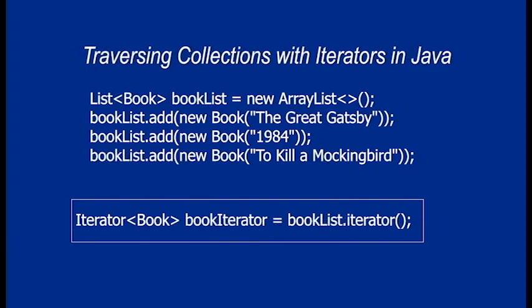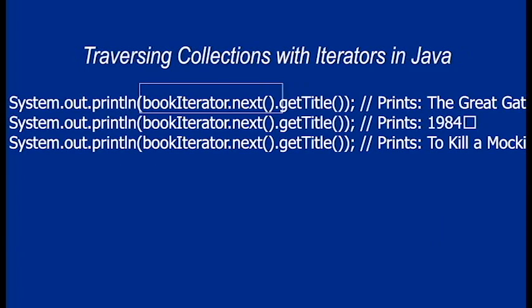Using the iterator to traverse the collection. To access elements, we use the next method. Each call to next moves the iterator forward and returns the current element. Notice how each call to next advances the iterator to the next book in our list. It's important to note that if we keep calling next after the iterator has reached the end, we'll get a NoSuchElementException.